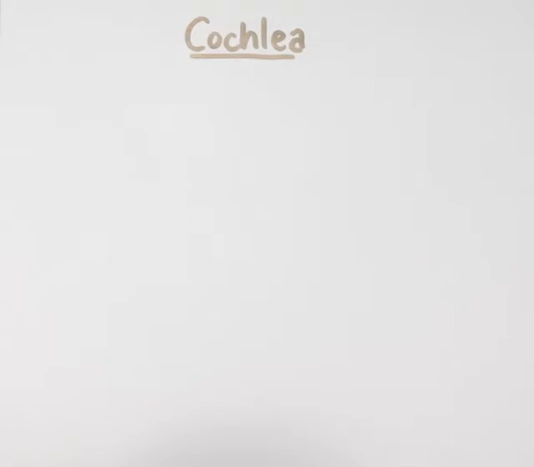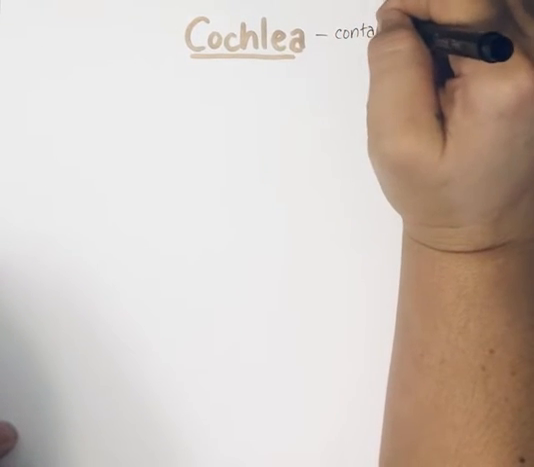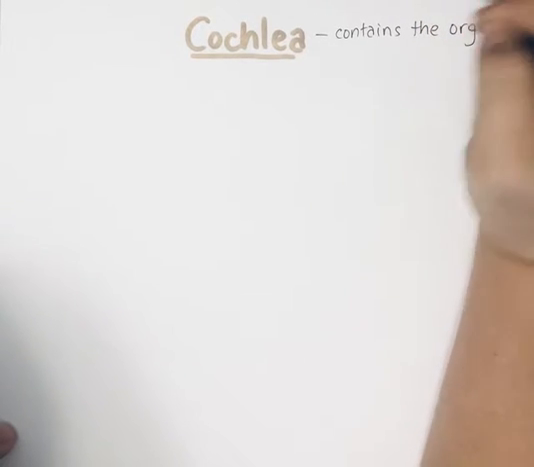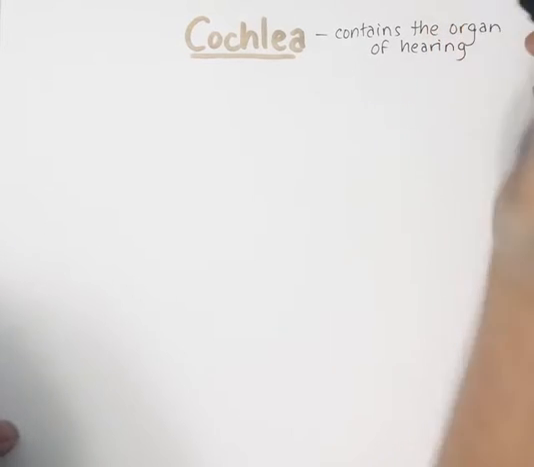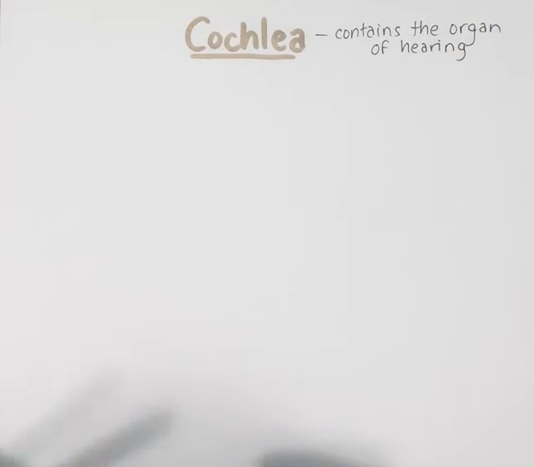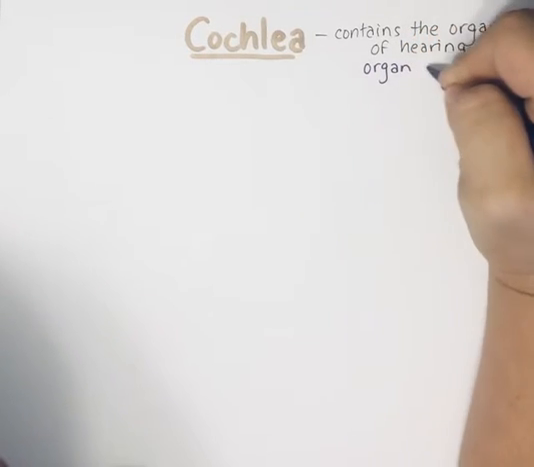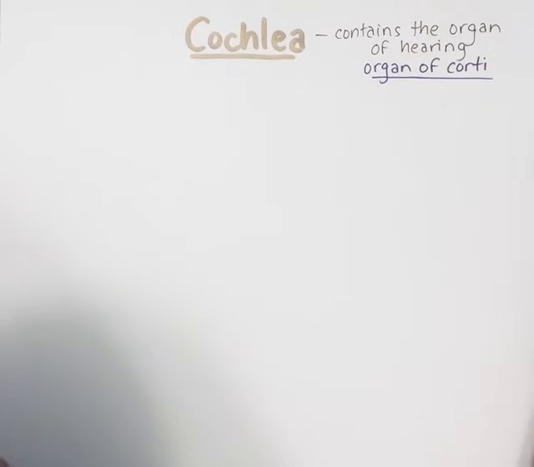So literally on here, we say it contains the organ of hearing inside of the membranous labyrinth called the cochlear duct, but the organ of hearing is called the organ of Corti. It's purple. So the first thing that we're going to discuss are the 3 layers.